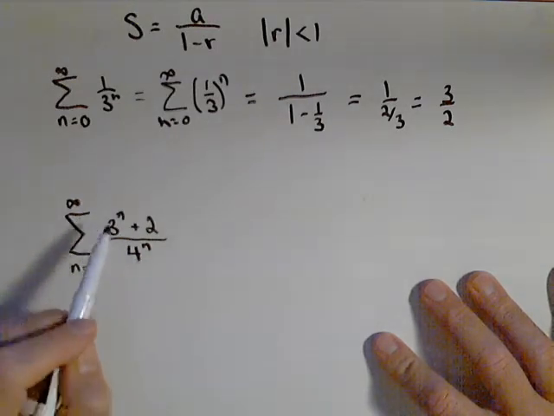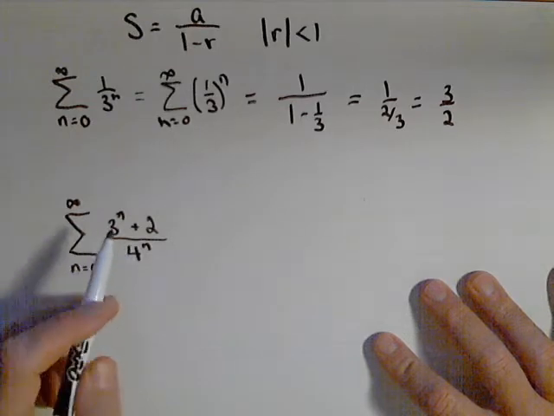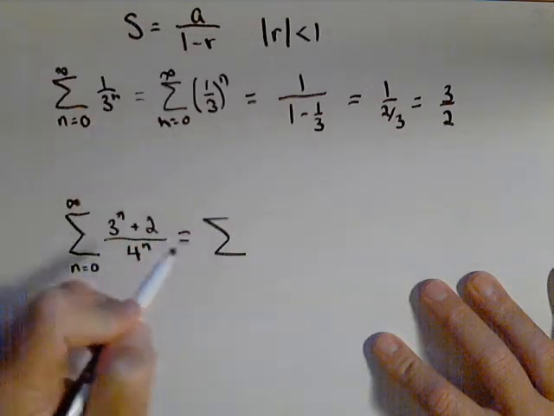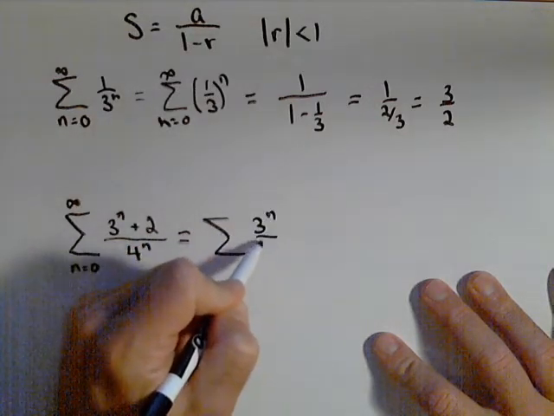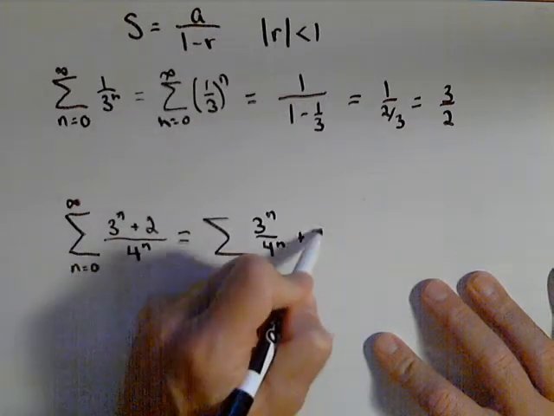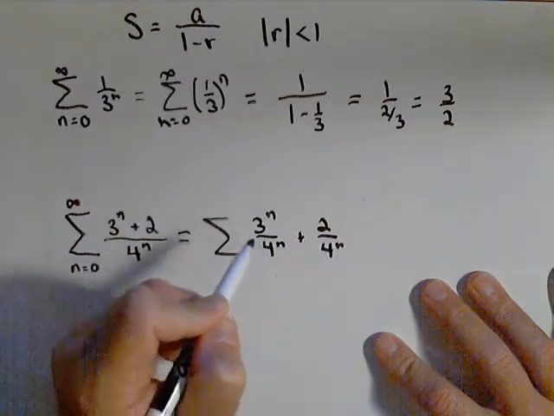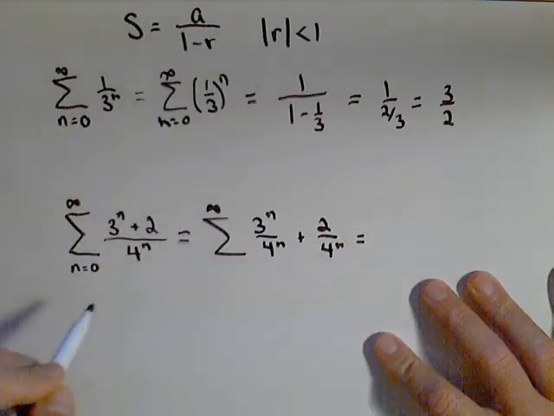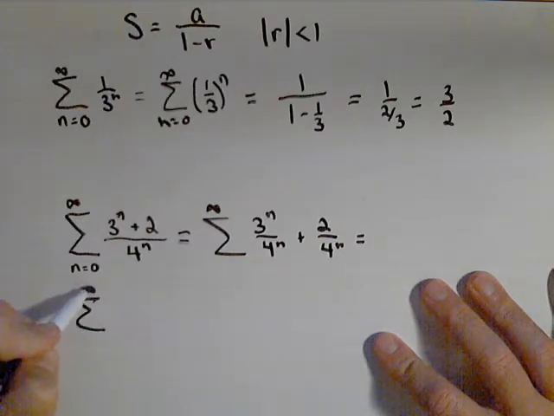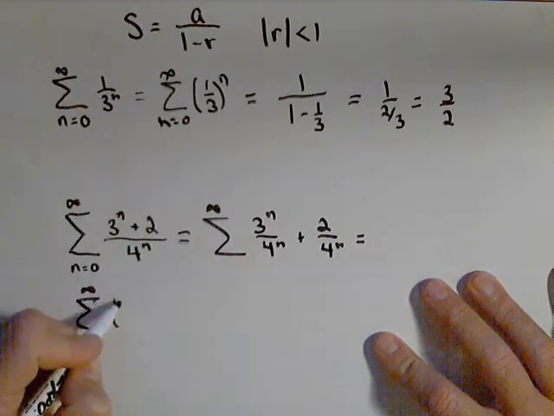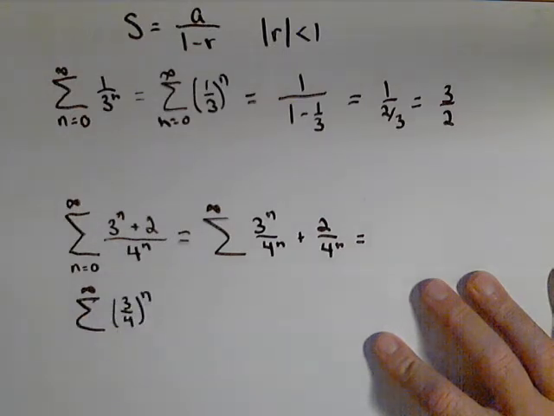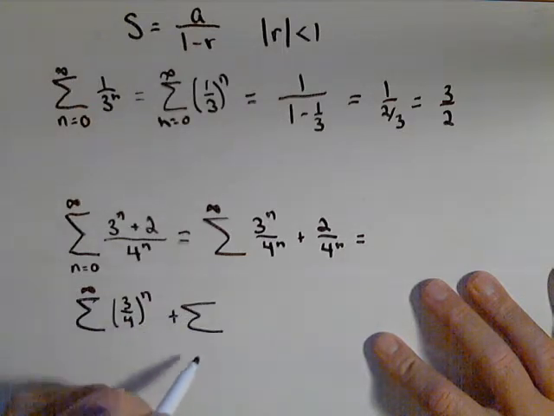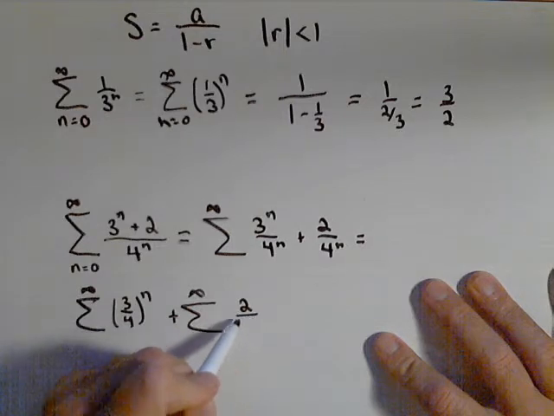Now this one, if you start to write out terms as written, is not going to look geometric because you won't see a common ratio. But properties of sums are going to be applied here, because I can split this up into 3 to the n over 4 to the n plus 2 over 4 to the n, still an infinite sum. Now I can split those into two separate summations. The first one is 3 to the n over 4 to the n, which I can rewrite as 3/4 to the n. That's definitely geometric with a common ratio less than 1, plus the infinite sum of 2 over 4 to the n.